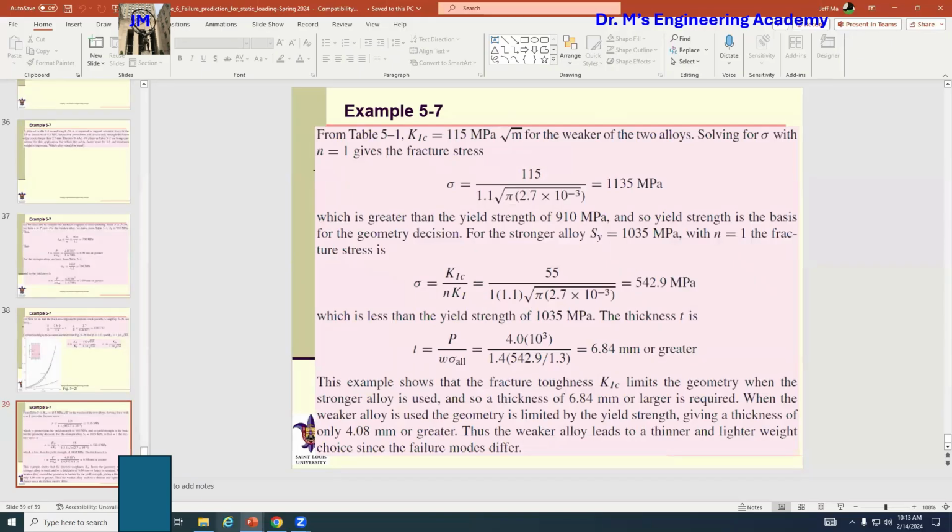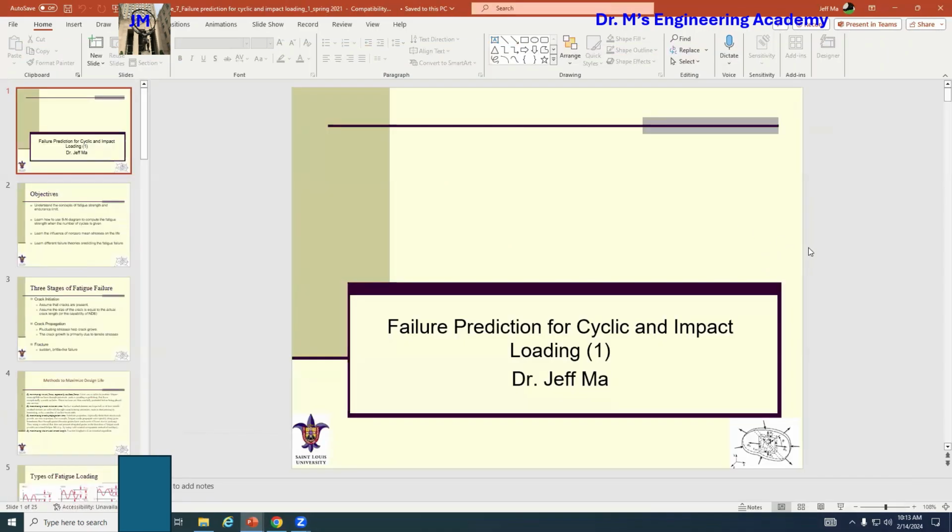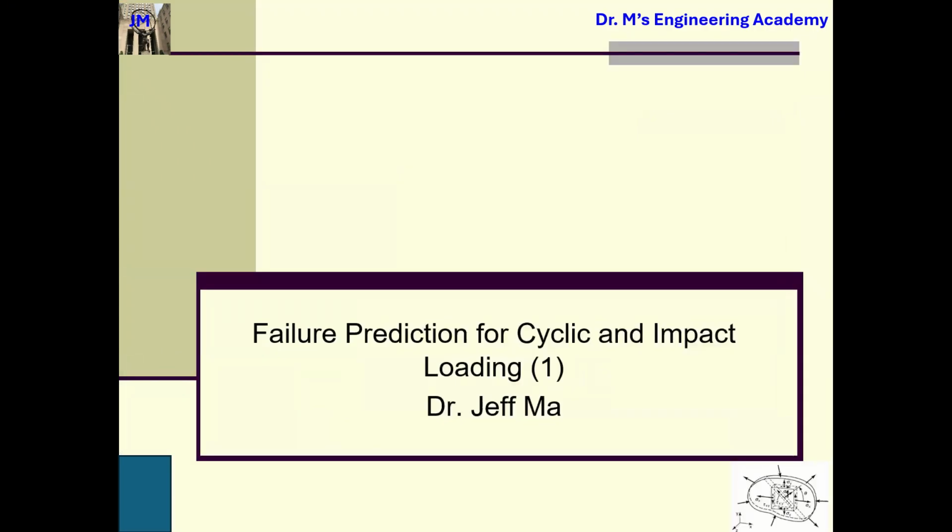And then we talk about static loading. For static loading, I will talk about the ductile material failure criteria, the MSST and DET, and then we talk about the brittle material and fracture mechanics based method. And then we talk about cyclic loading. Cyclic loading is more important and also more dangerous. We talk about cyclic loading.